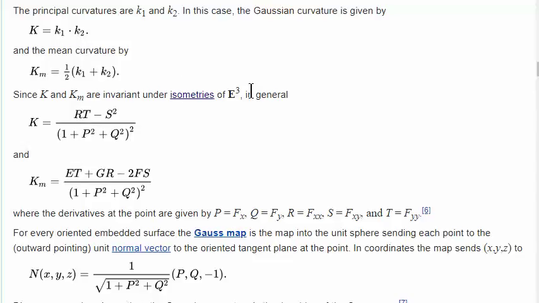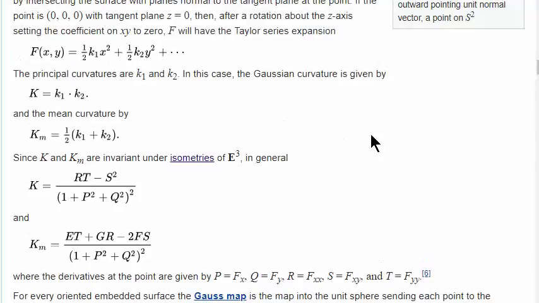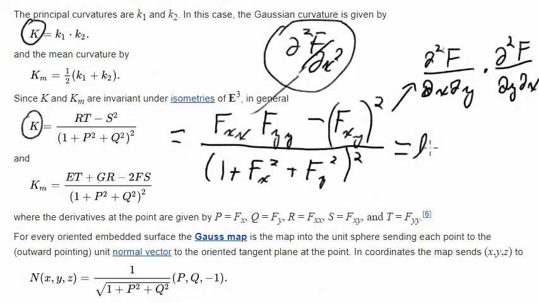Okay. So that's going to give us the principal curvature, but it doesn't break it down into k1 and k2. So this is equal to k1 times k2, but it doesn't break it down into k1 and k2. K sub m, which is the mean curvature, is 1/2 (k1 plus k2). Unfortunately, they do not give a value for E here. They do not give a value for G here. And they don't give a value for F here.